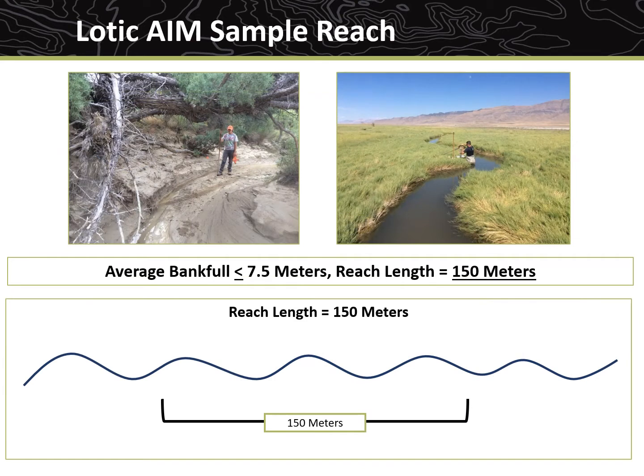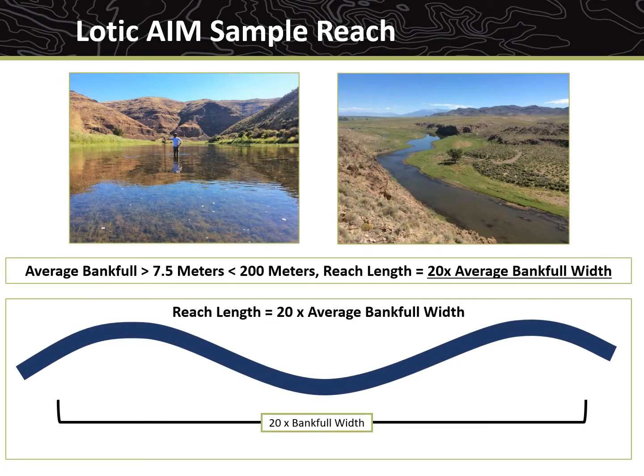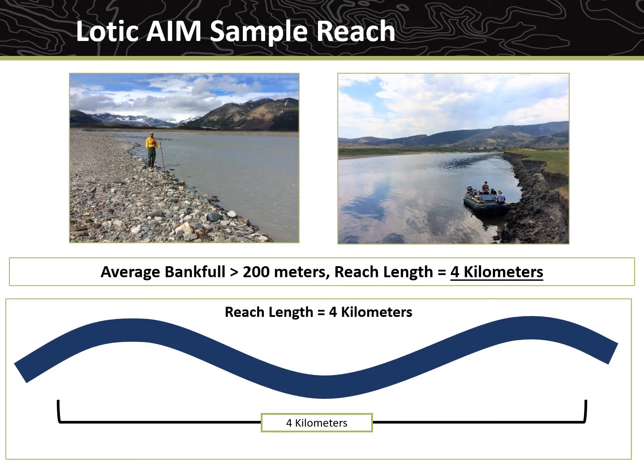For small and medium-sized streams with an average bankfull width of 7.5 meters or less, reach length will always be 150 meters. For larger streams where average bankfull width is greater than 7.5 meters and less than 200 meters, reach length is 20 times the average bankfull width of the reach. For large rivers where average bankfull is greater than 200 meters, the reach length will always be the maximum reach length, which is 4 kilometers.